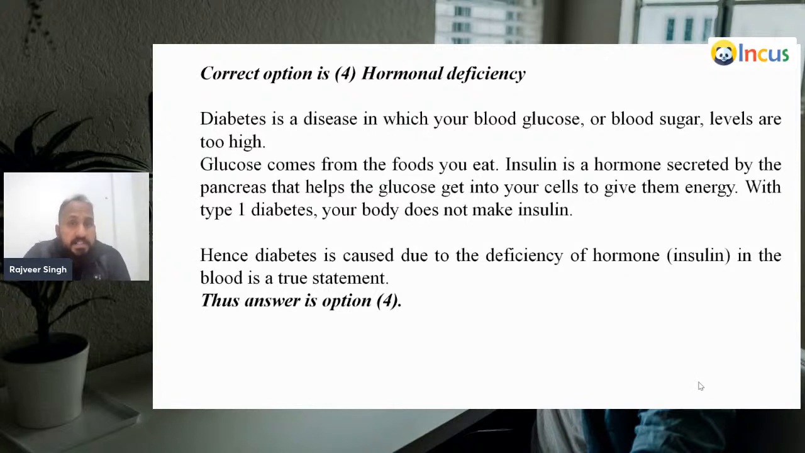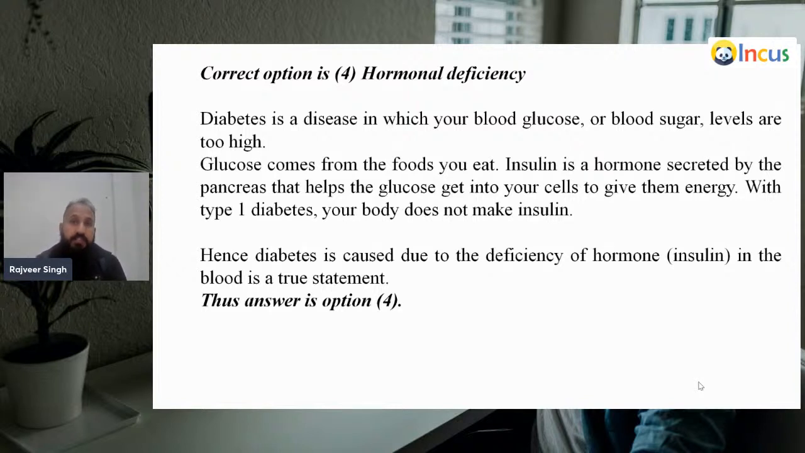Because diabetes is a disease in which your blood glucose or blood sugar levels are too high. Glucose comes from the foods you eat. Insulin is a hormone secreted by the pancreas that helps the glucose get into your cells to give them energy. With type 1 diabetes, your body does not make insulin. Hence, diabetes is caused due to the deficiency of the hormone insulin in the blood.